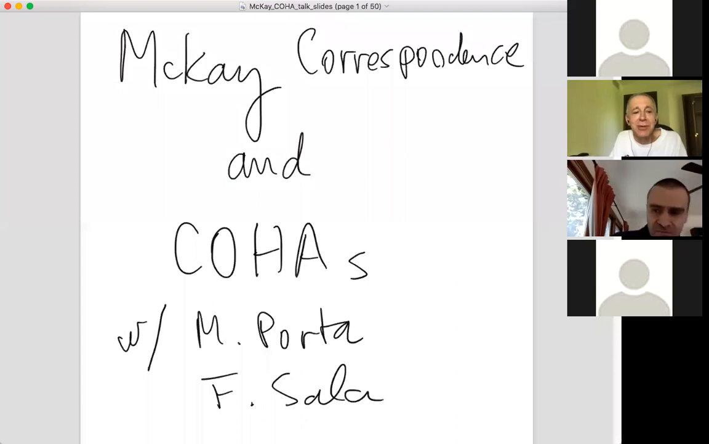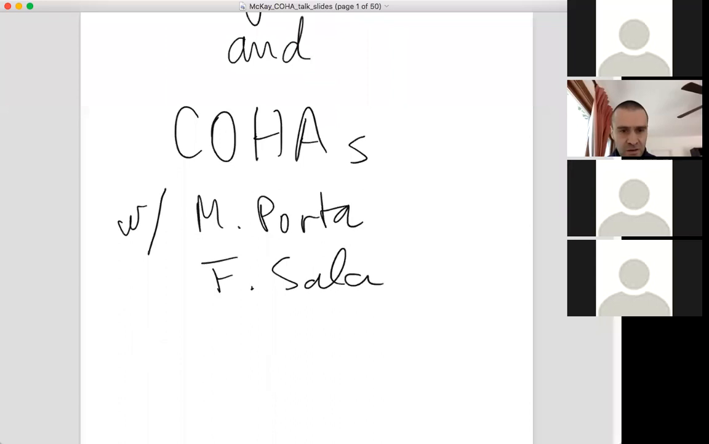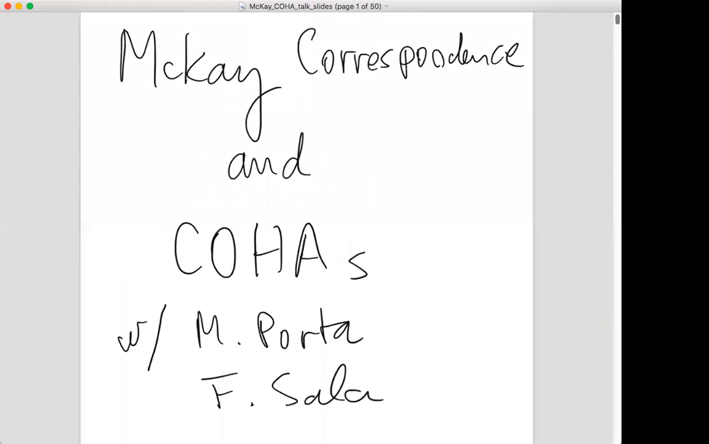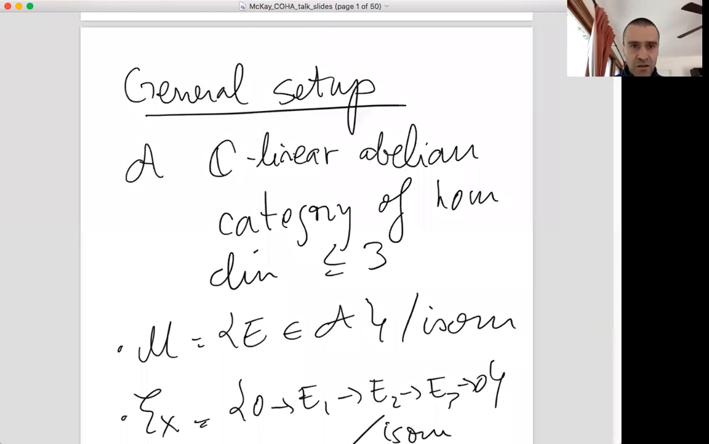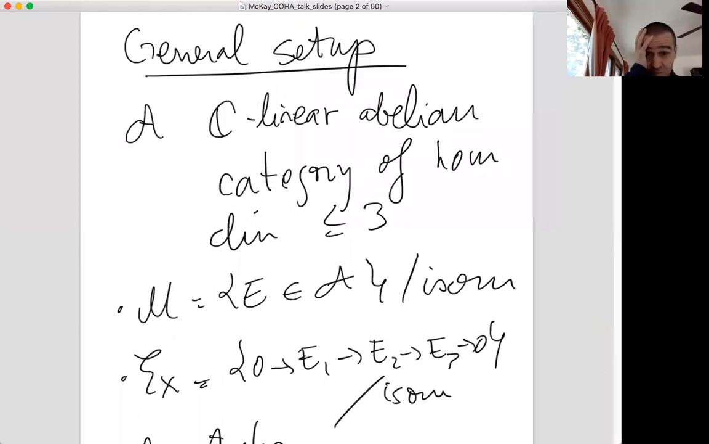Okay. So this is with Mauro Porta and Francesco Sala. It's a paper that was posted on the archive a couple of weeks ago. So what is the general setup for this work? It's basically the setup of cohomological Hall algebras, which I'm going to briefly review in very broad terms.